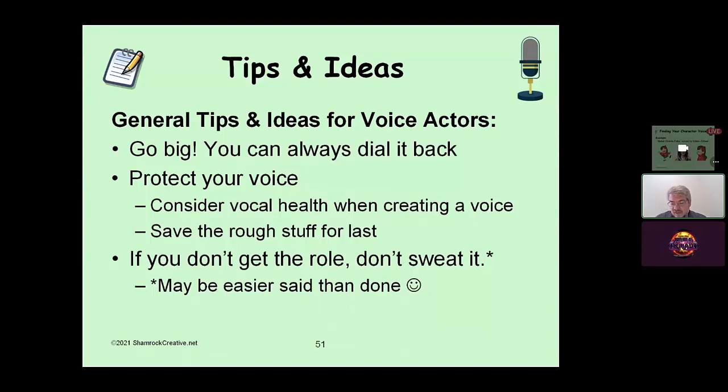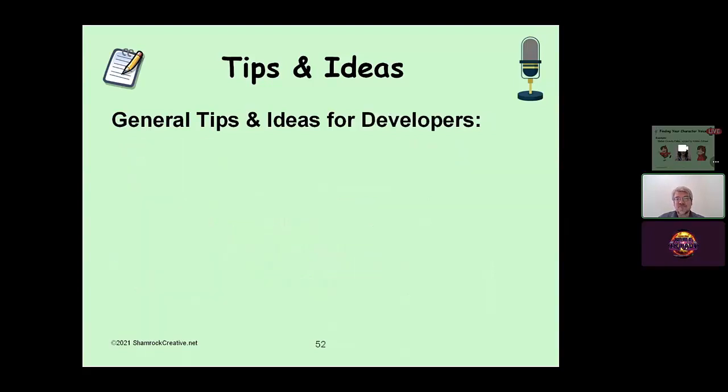For example, I was in the recent Jurassic Park video game, and one of my characters I was playing had to die eaten by a dinosaur. So I just asked, hey, can we hold that till the end? They were totally cool with it, and I gave them lots of great death sounds in that section. But I didn't want to wreck my voice to start with, doing that in the beginning, and then that would impact the other characters. And if you don't get the role, move on. I know it's not always easy to do that, but try it as best you can.